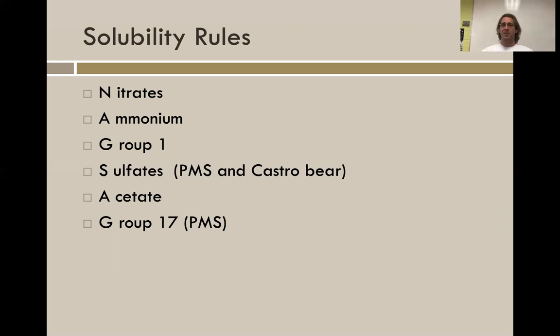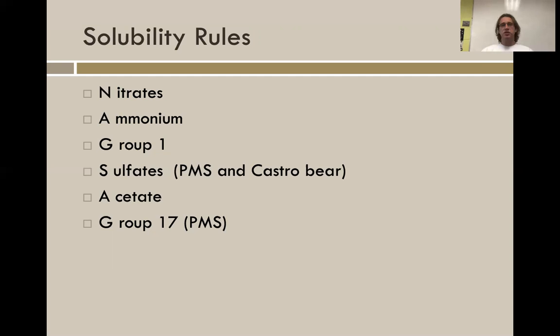If you have any compound that has a nitrate group in it, it will always dissolve and dissociate in solution. It always splits apart. Same for our ammoniums. Like if you had, for example, ammonium chloride, that's going to split apart when you put it into water, always soluble. Group 1, anything in that first column on the periodic table, always going to split apart.